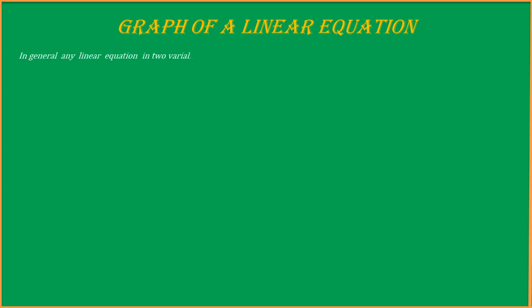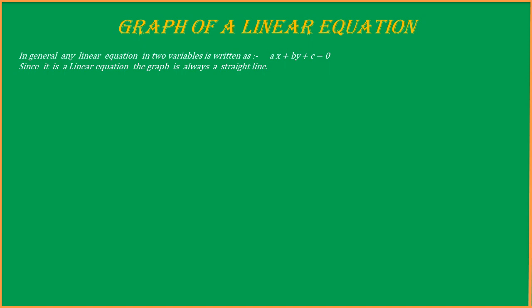We know that in general form a linear equation in two variables can be written as ax + by + c = 0. It is a linear equation because the highest power of the variable is 1. So whenever we plot the graph of any linear equation, it is always a straight line.